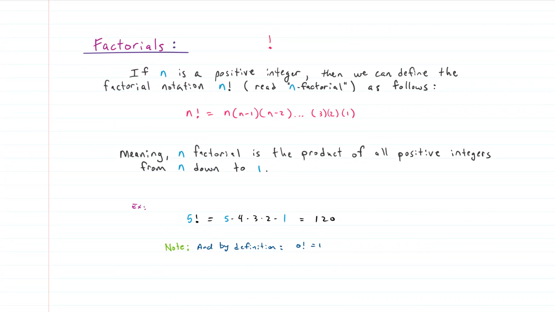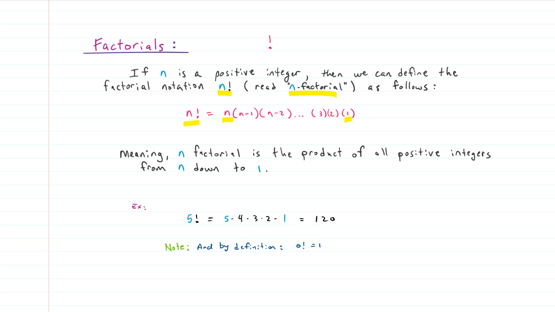A factorial. What is actually a factorial? We denote a factorial with the exclamation point. It's kind of an unusual symbol to use in mathematics, but we do. It's read n factorial, where n is a positive integer, and we can define n factorial like this. N factorial just means we take n, which is a positive integer, and multiply it by every positive integer less than n down to 1.